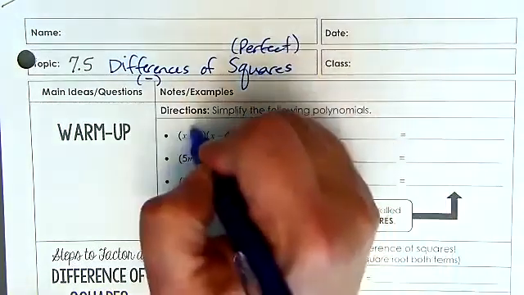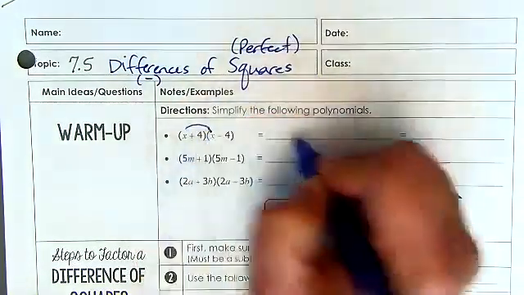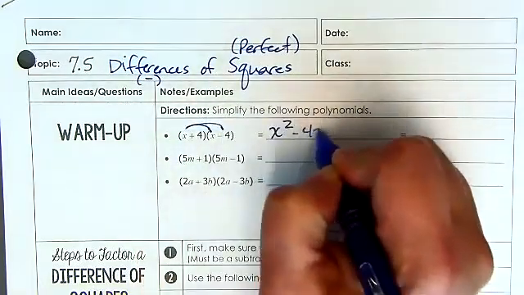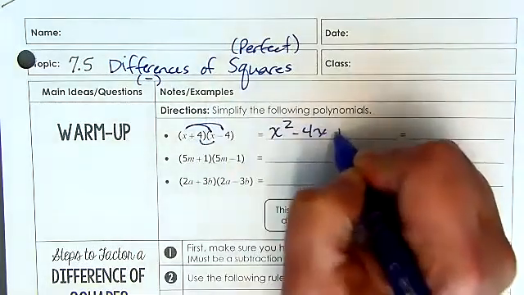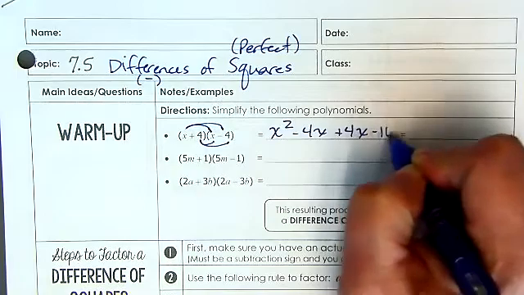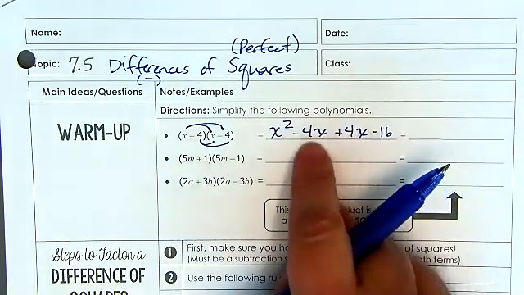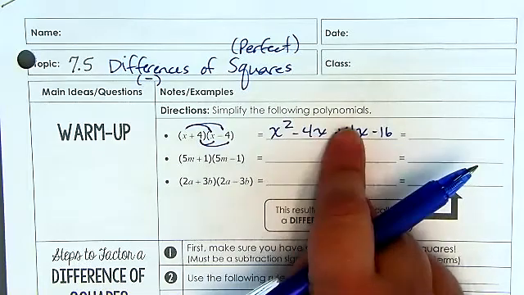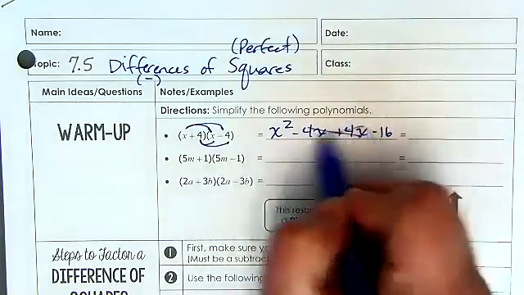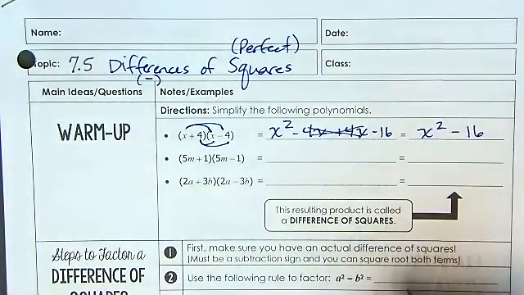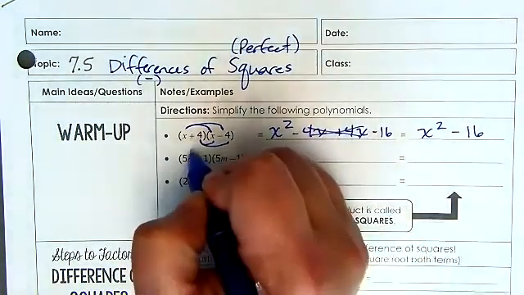All right, so we just multiply through. So I do x times x, and that gives me x squared. X times -4 gives me -4x. 4 times x gives me 4x. 4 times -4 gives me -16. And what you notice here is you have a positive and a negative for these two middle terms, and they cancel one another out. They're gone, and we're left with x squared minus 16.